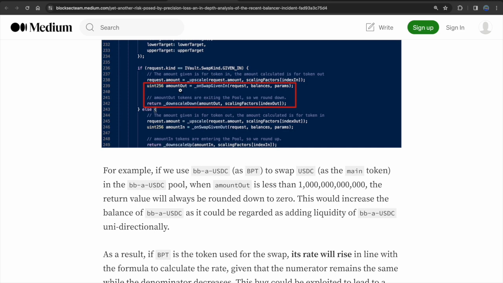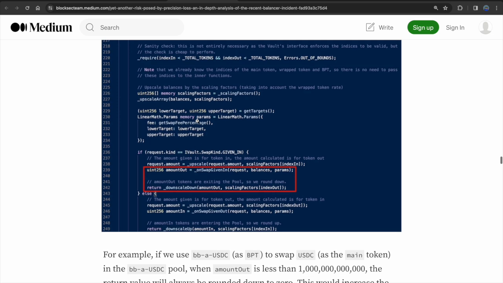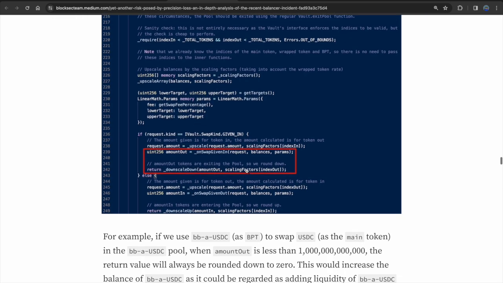And I believe when amounts are going out, they round down. The reason I guess that they're doing this is because you wouldn't want to round up and have your users receive more money than they should have. So I guess to be safe, they round it down. Don't really know the design decision there, but they are rounding down nevertheless. So what's happening is they're rounding down, but as a result of rounding down, they're adding liquidity to another pool.